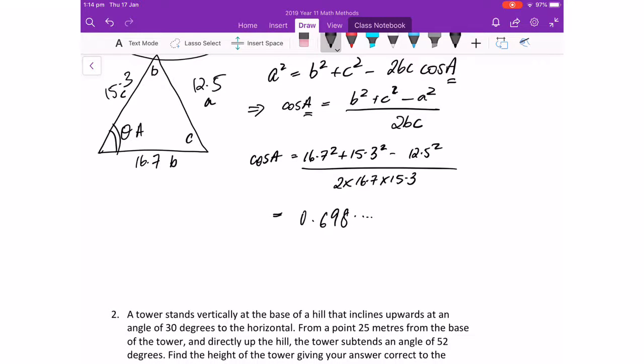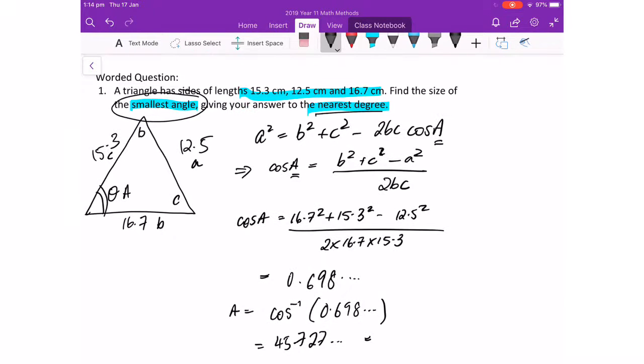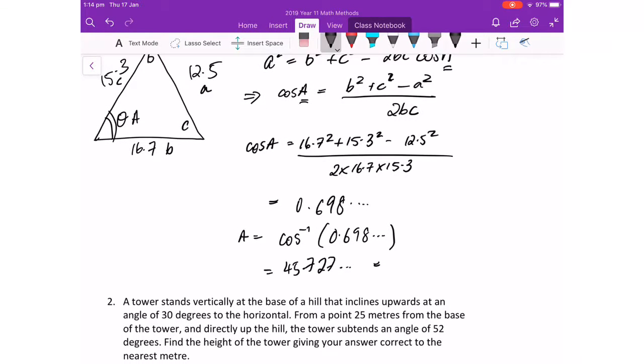Okay. So what I'm going to do now is find A. It's going to be the inverse of that. So I'm going to keep that number in my calculator. All I'm going to do is press shift cosine, so it gives me cosine to the power of -1. Put the answer in. I'm going to get an angle of 45.727 and so on. And because it specifically asked me to round to the nearest degree, I'm just going to round that up to 46 degrees. All right, easy peasy.